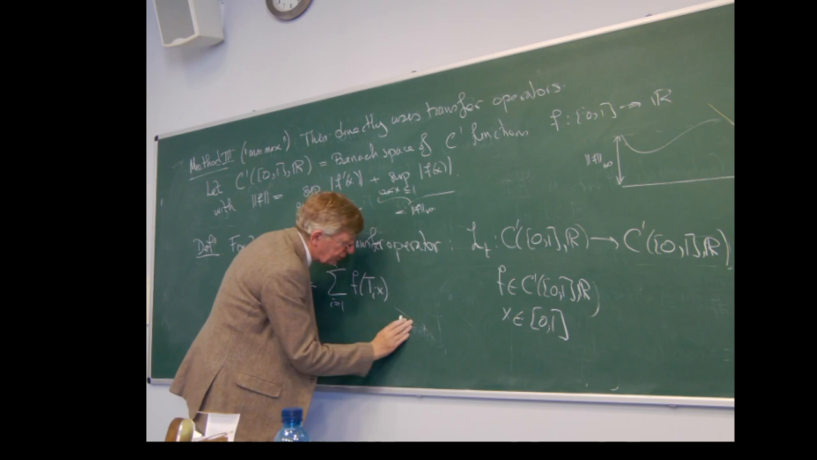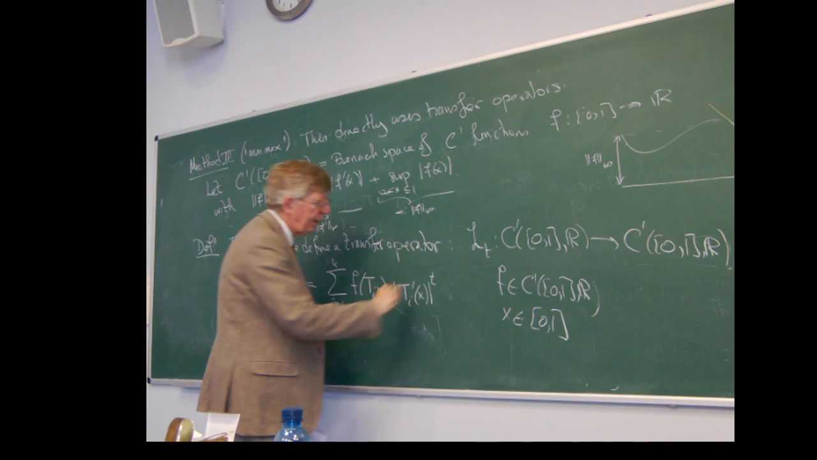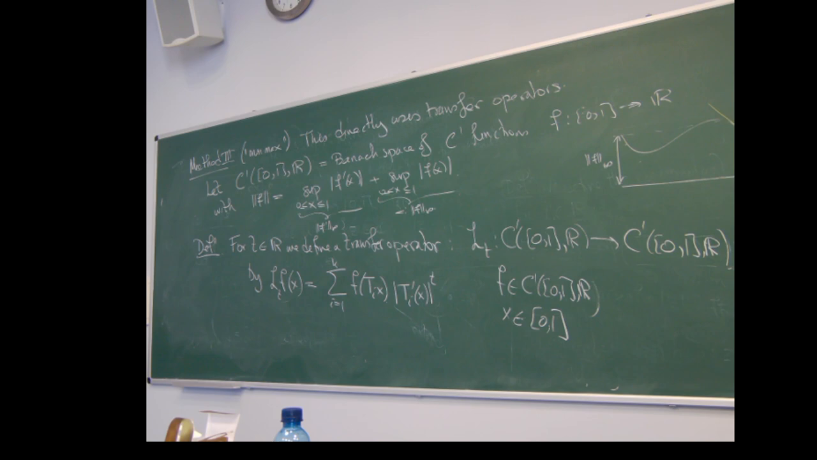So I'm moving stuff around by the contractions, but then I'm weighting it by the derivative of the map raised to the power t. Looks a bit like the thing that was in the definition of this complex function, because of course we're looking for the same objects really, but basically that's the definition of the operator, or a family of operators.